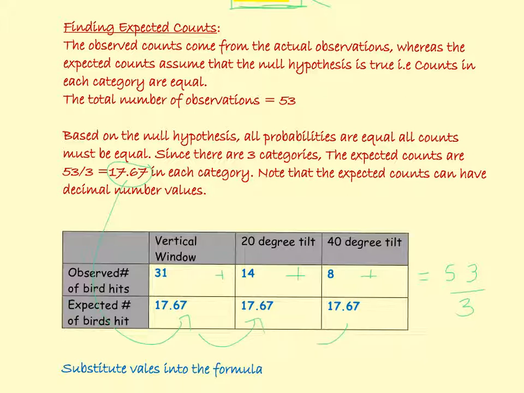So this clearly tells us that what we're expecting is that the number of bird strikes in each bucket is exactly the same. Now you're probably wondering how a count can have a decimal number. I would suggest just leaving it as a decimal number, because we're not really doing a count here. We're just theoretically saying that the number of bird strikes should be the same in each. So you can leave the decimal places alone.